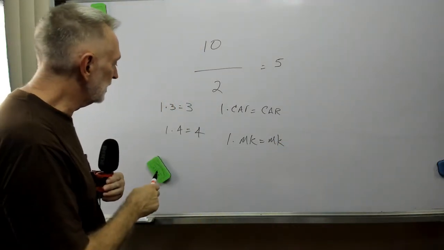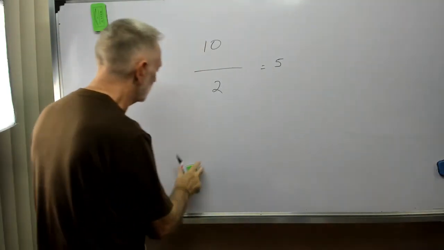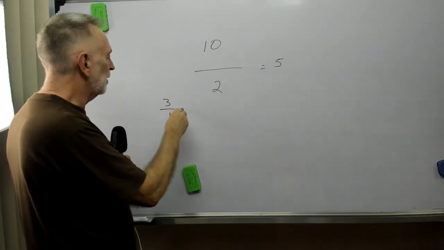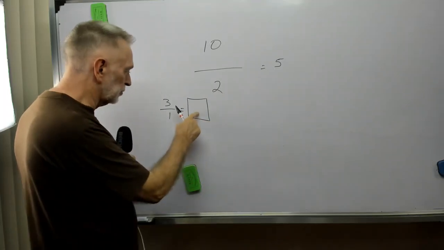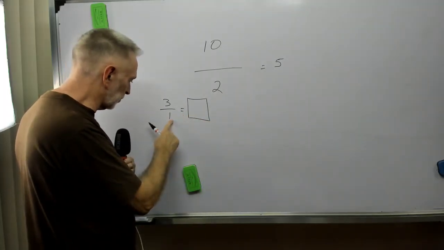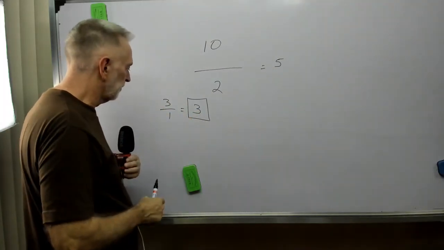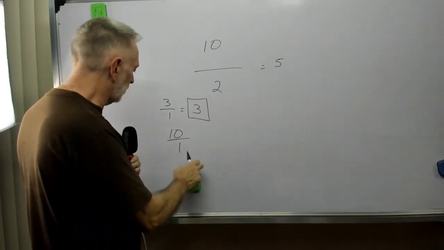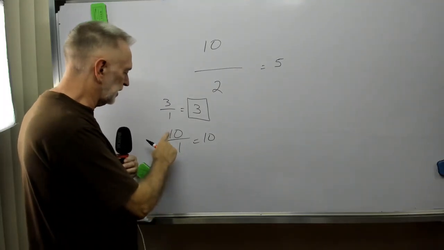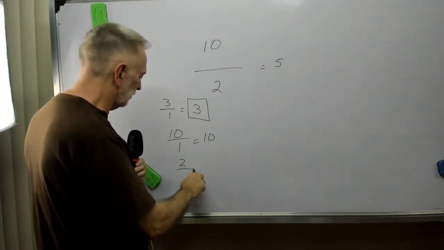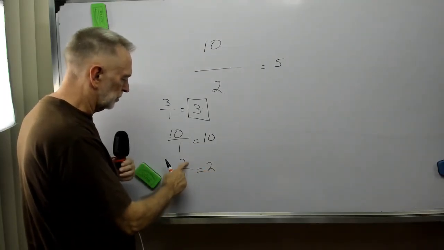Okay, now having said that, let's think about this. What is 3 divided by 1? Well, whatever goes in the box has to multiply times 1 to give me 3. 3 times 1 is 3. What's 10 divided by 1? Well, it's 10. 10 times 1 is 10. What is 2 divided by 1? It's 2. 2 times 1 is 2.